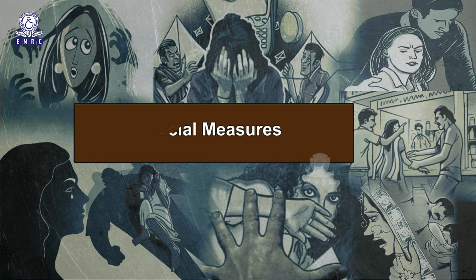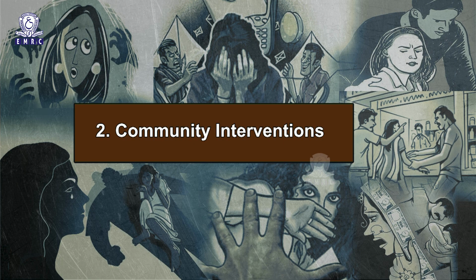Now we will know about the various measures to prevent violence against women. The first one is social measures. It refers to improving the general status of women by providing education, training and employment opportunities, and effective legislative measures. Second one is community interventions. These try to effect change in individuals and whole communities by addressing gender norms and attitudes. They can include methods to empower women economically and to enlist men as partners against gender-based violence.